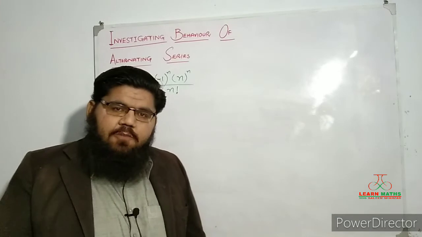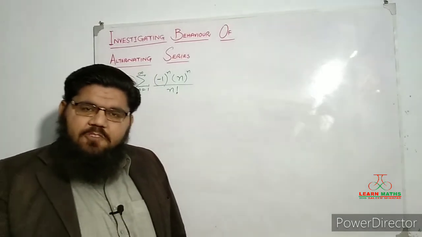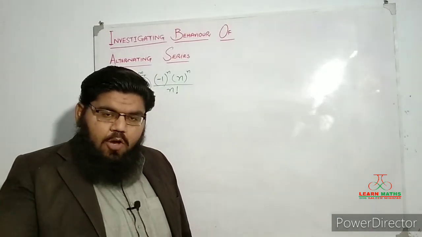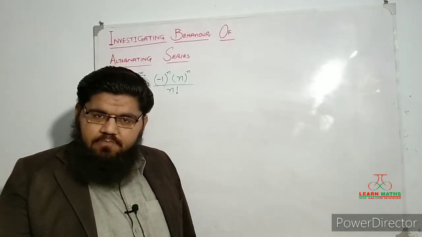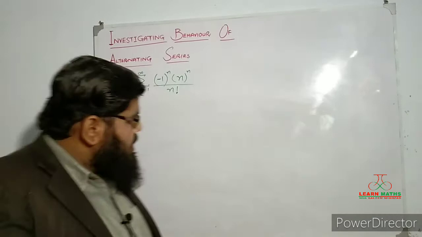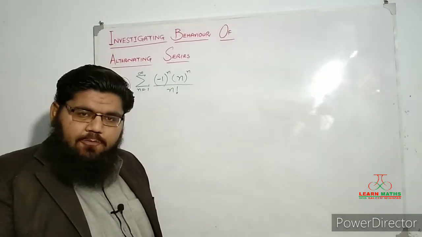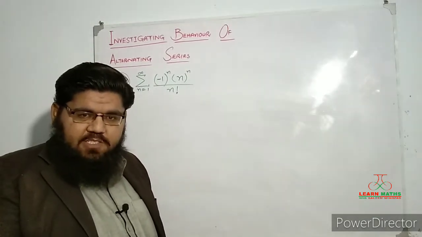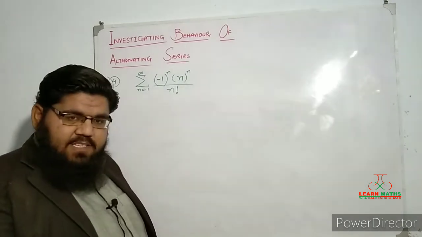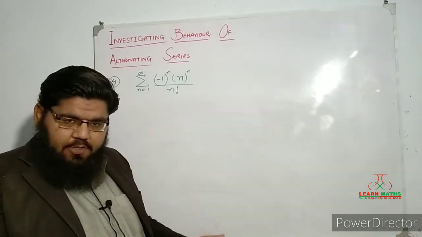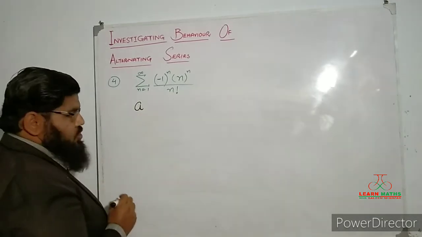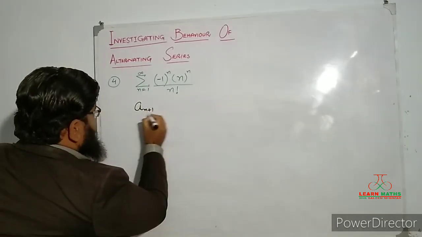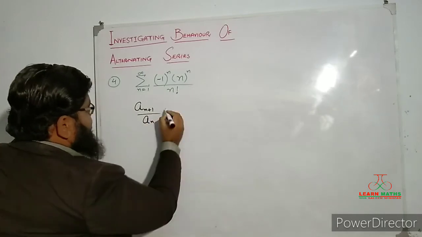Alright students, so far we have seen examples of convergent series. Now we have taken a series which will diverge, and you will see that in a moment. So let's take the quotient of two consecutive terms of this series to see whether the size of the terms is decreasing or not. Let's take the quotient a_{n+1} divided by a_n.